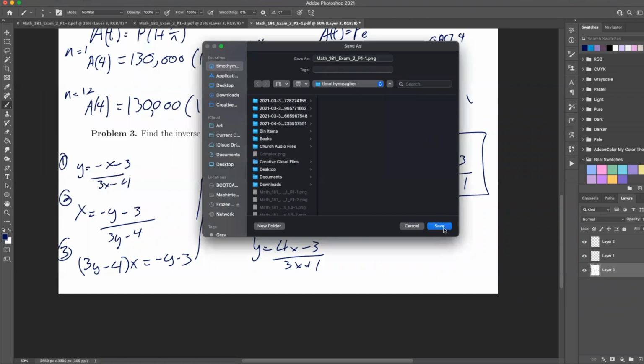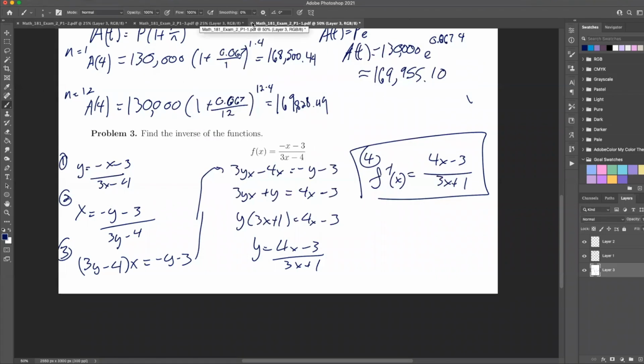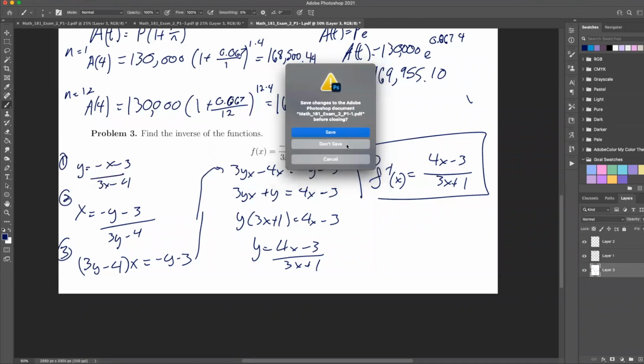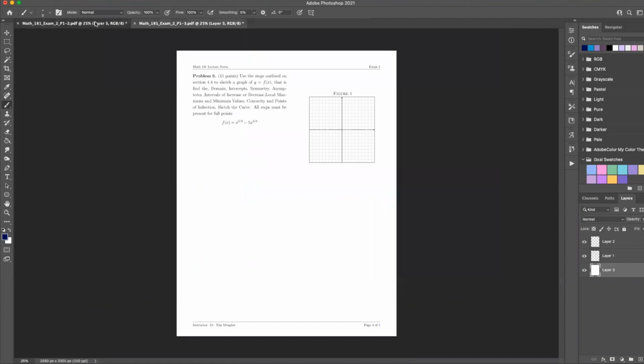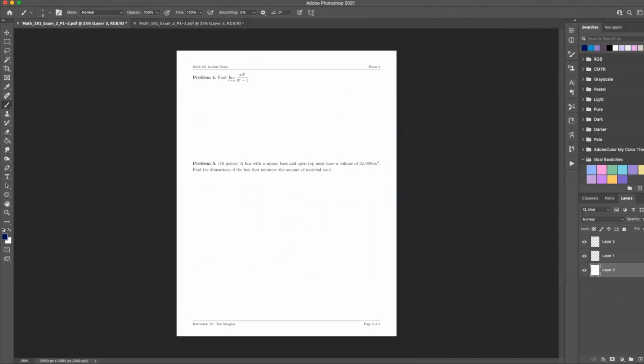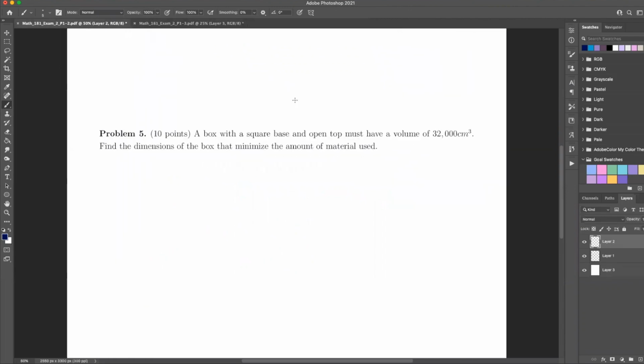I'm just going to export this right here. You can go ahead and hit close. And we don't need to save it. We've exported it. All right, let's do the next one. Oops, don't need another layer. There we go. Go ahead, zoom on in.